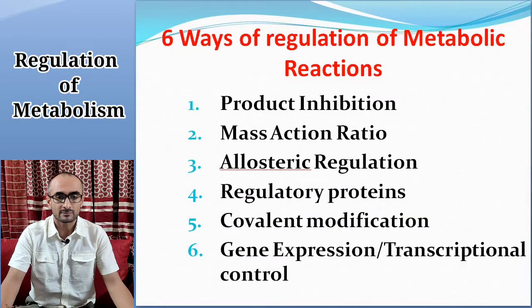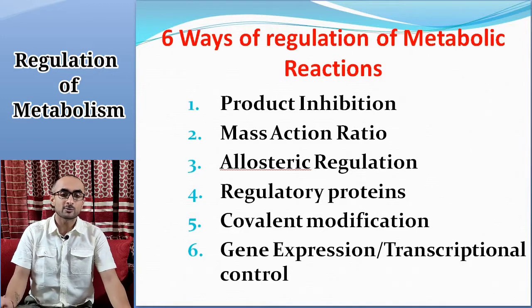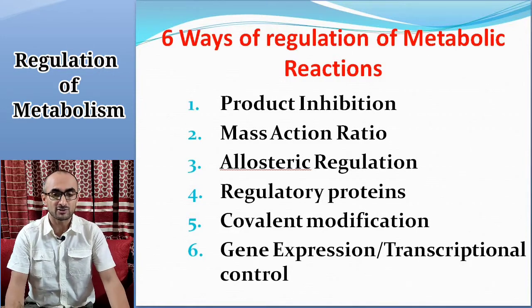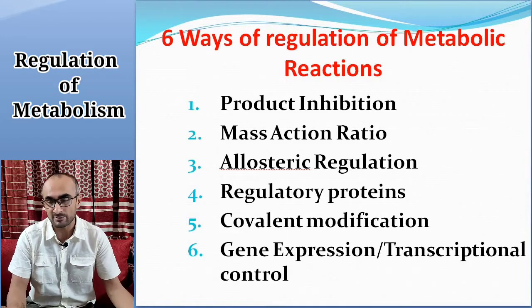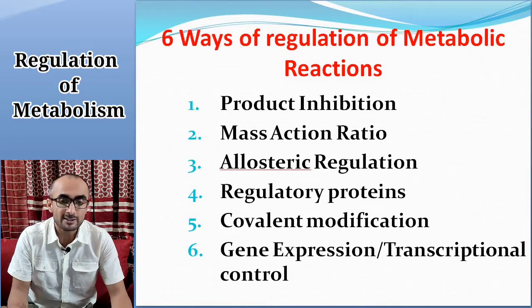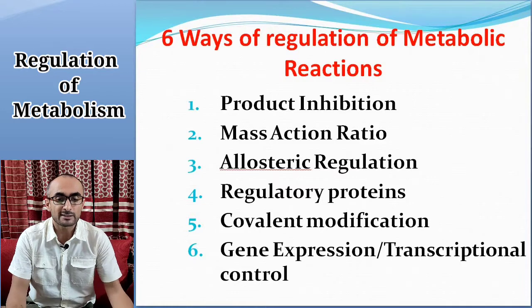And today in this lecture we will talk about some of the very common methods which are used by the cell in order to regulate metabolic reactions. So there are at least 6 ways of regulation of metabolic reactions, how those enzymes involved in metabolic reactions are regulated. So the first one is product inhibition. Product inhibition means the product of a reaction is inhibiting the same enzyme.